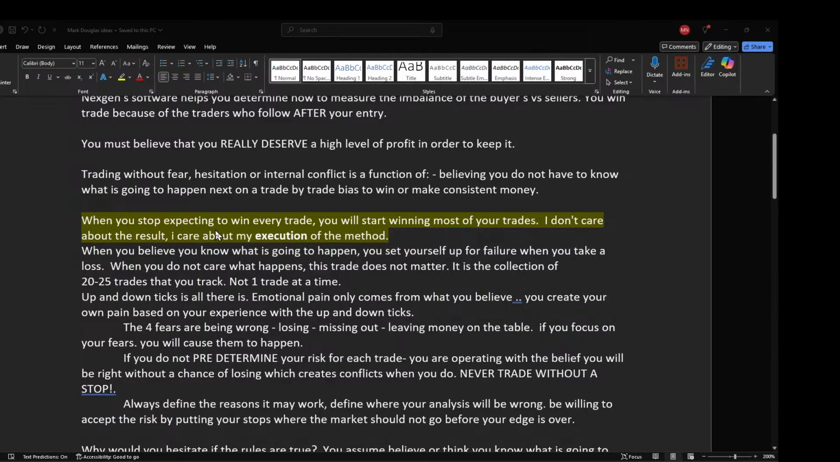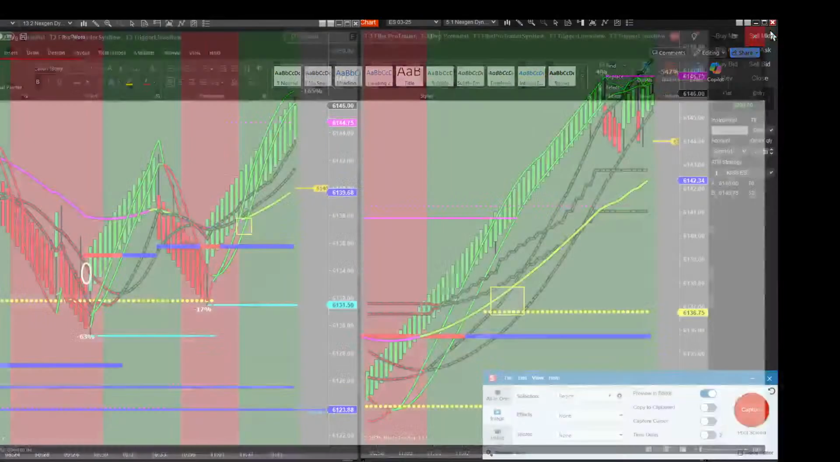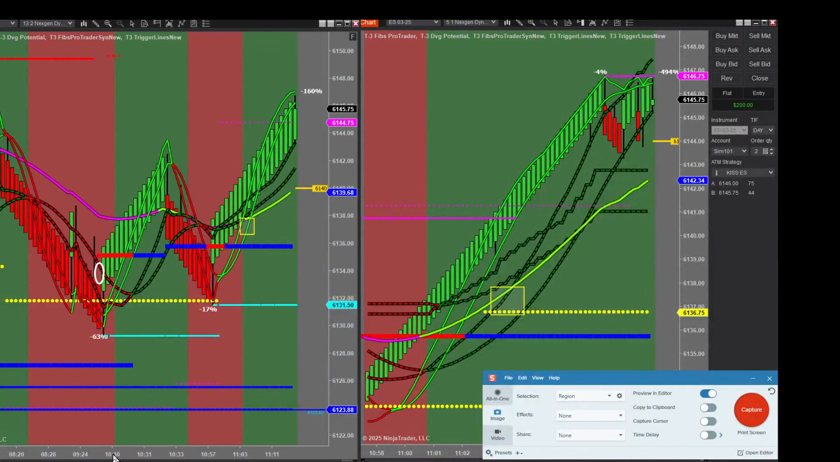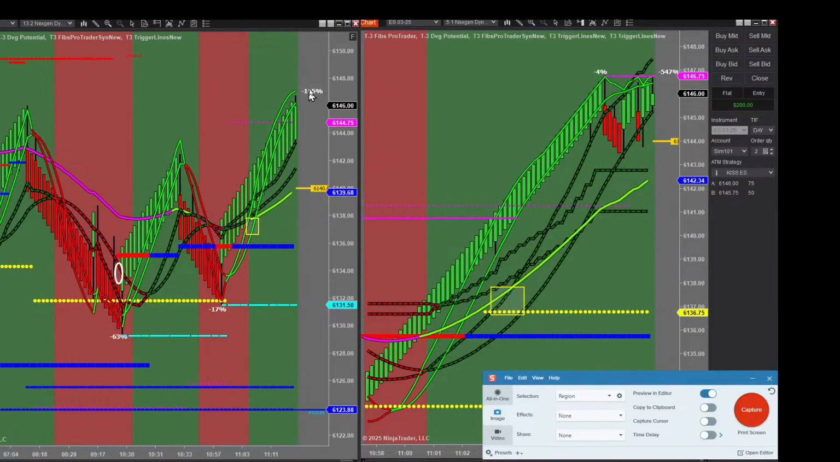When you stop expecting to win every trade, you start winning most of your trades. And when you stop caring about the results and you focus on the execution, that's that path to success, guys. And that's what Nexgen teaches every morning: here's the pattern. This is your flawless execution. Let's keep doing it until we can do it into an intuitive state where we don't even have to think about it anymore. And that's kind of what we do every day. Mark Douglas is amazing. I could read his stuff all day long.